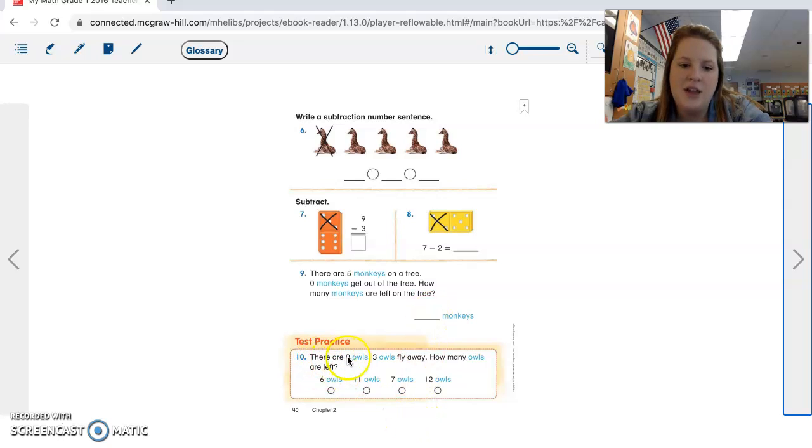This down here says there are 9 owls. 3 owls fly away. How many owls are left? So you're going to do 9 minus 3. So that's 6 owls, 11 owls, 7 owls, or 12 owls.